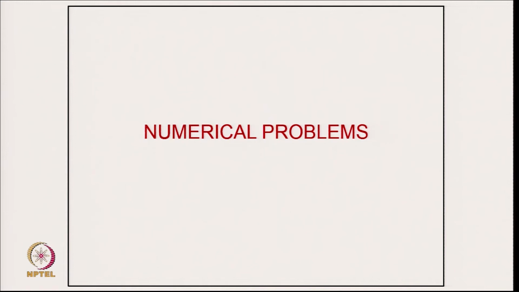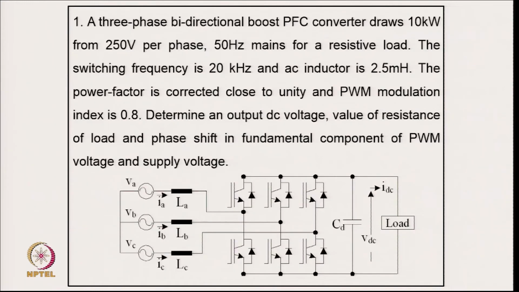So, now coming to the numerical examples. The first numerical example: a 3 phase bidirectional boost PFC converter draws 10 kilowatt from 250 volt per phase, 50 hertz 3 phase AC, for a resistive load, with switching frequency 20 kilohertz and input inductor 2.5 millihenry. The power factor is corrected close to unity and the PWM modulation index is 0.8. Determine the output DC link voltage, the value of the equivalent resistance of the load, and the phase shift between the fundamental component of PWM and the supply voltage.